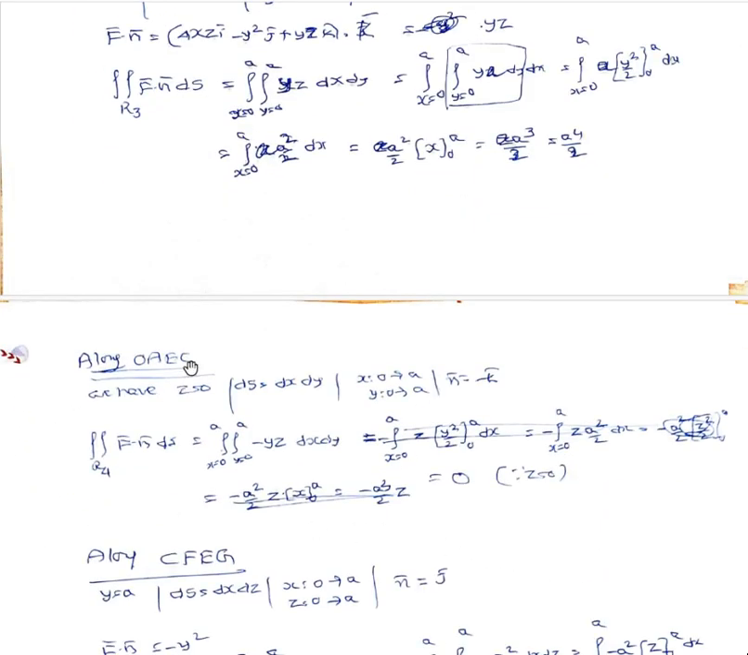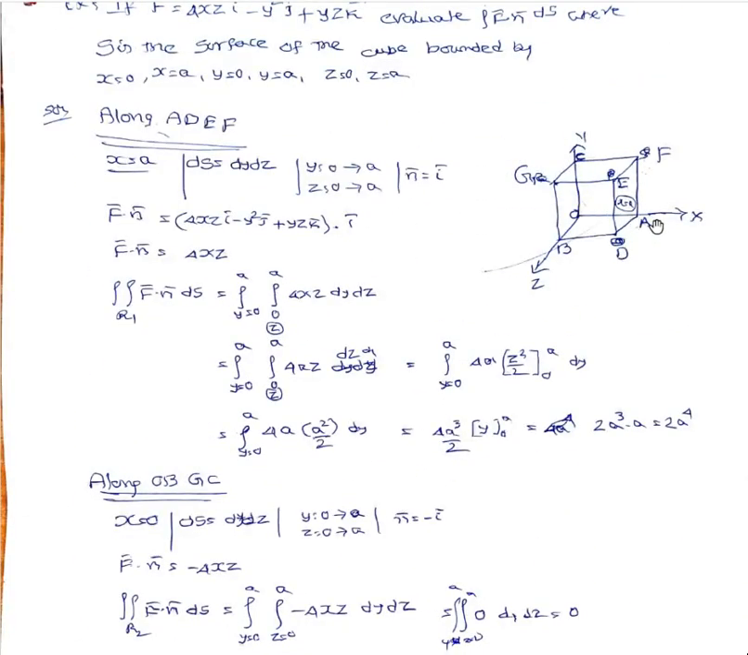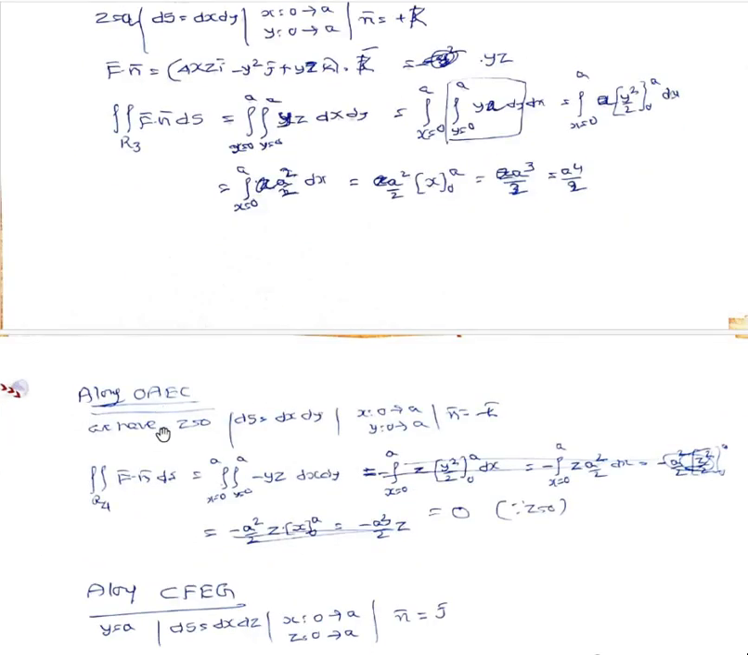Similarly, along OAFC, that is not E, that is F. Next, consider OAFC. Here z is equal to 0, ds is equal to dx dy. X varies from 0 to a, y varies from 0 to a, n bar is equal to minus k bar. F bar dot n bar is minus yz. In place of z, if you substitute 0, the entire thing will be 0.